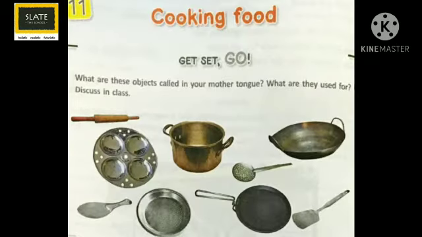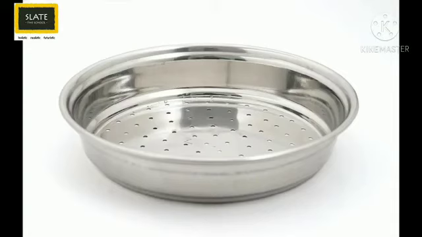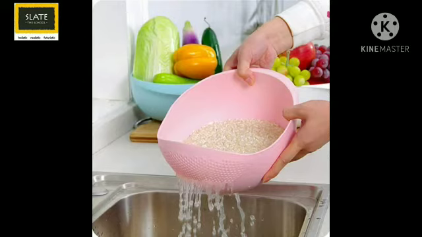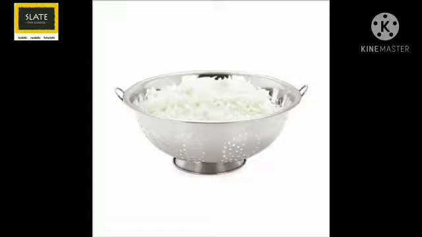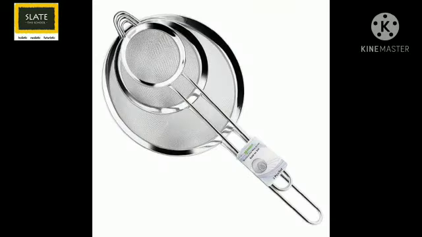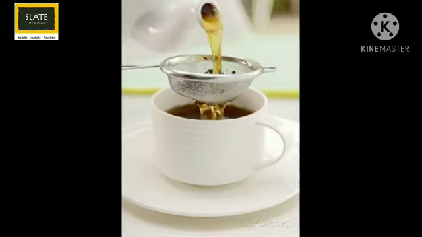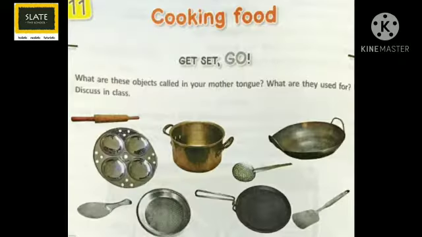What is the next object? Very good. It is a strainer and it is used for straining liquids out from the solid. For example, once rice is cooked and there is lots of water left behind, then we use this strainer to separate water from the rice. Strainers come in different sizes. The smallest size of the strainer is used for straining tea from the tea leaves. Now let's see the next picture.